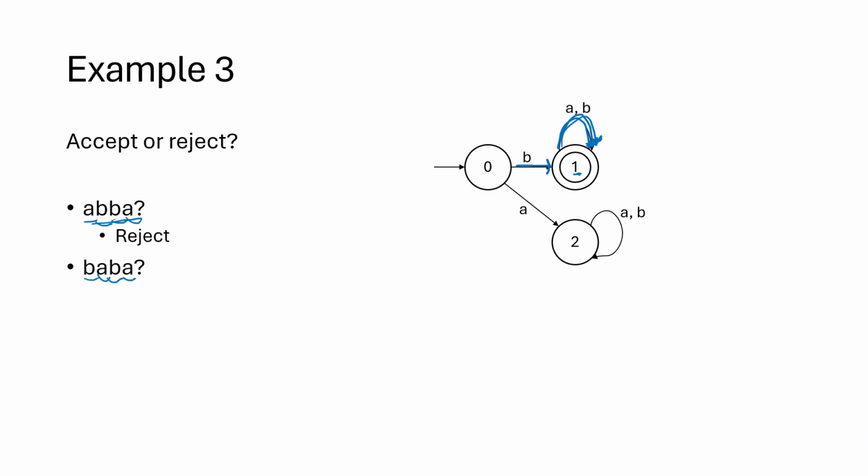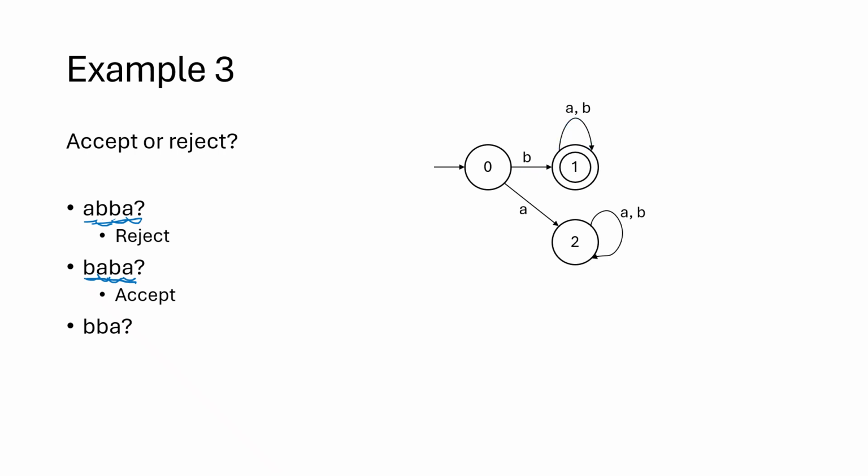And we see that after reading the entire input stream, we ended up at 1, which is an accepting state. As a result, BABA is accepted by this machine. The next example is BBA, the next input stream.